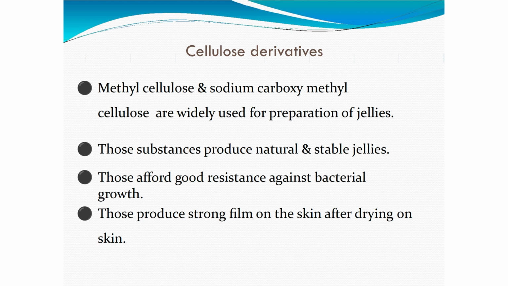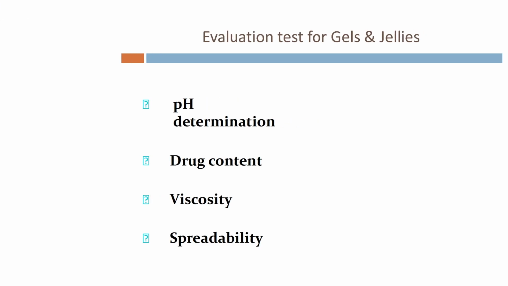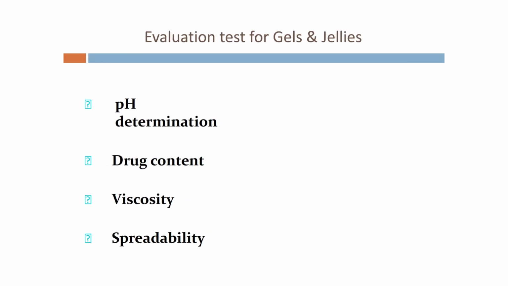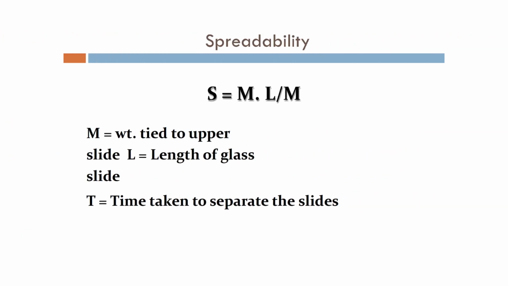To ensure quality, there are several evaluation tests for gels and jellies. The key ones are pH determination, drug content uniformity, viscosity and spreadability. Let's understand spreadability a little better, as it's a crucial property.